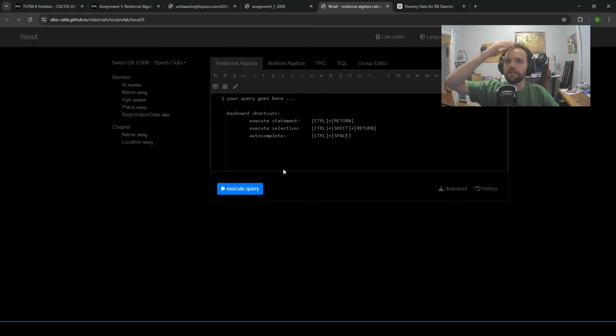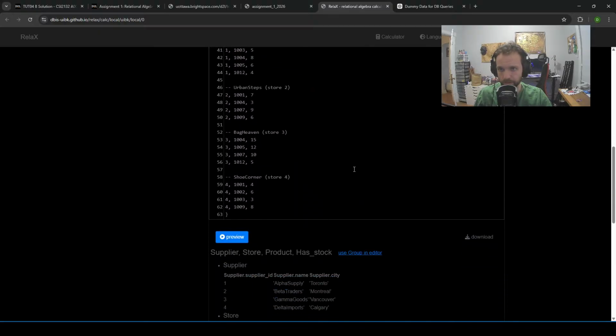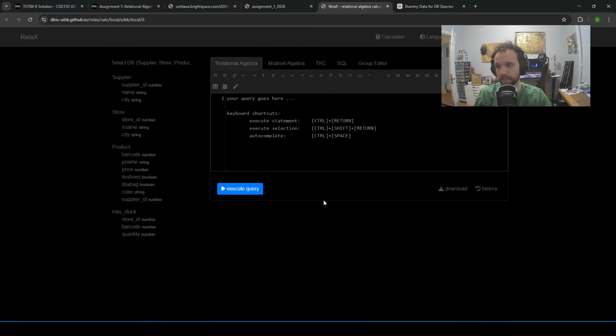So actually, wait, no, I need to first preview this and then I need to set it as the group that I'm using in my editor. It's right there, we're good to go.